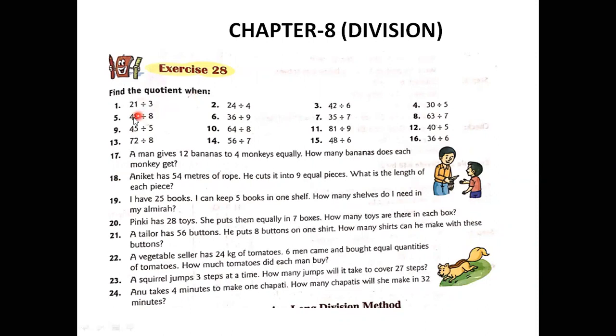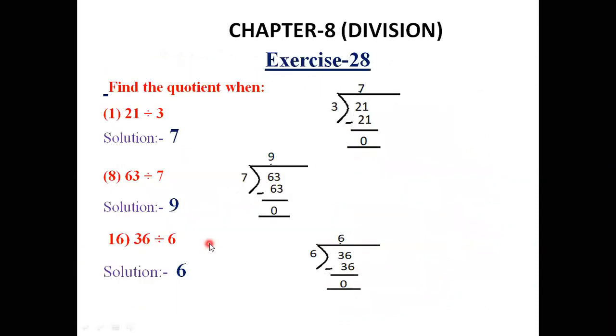Now here are the questions number 1 to 24. Let us take question number 1. Find the quotient. 21 divided by 3. We know that when we recite the table of 3, 3 7s are 21. Now write the 21 under this 21. Now when we subtract it, we get 0.